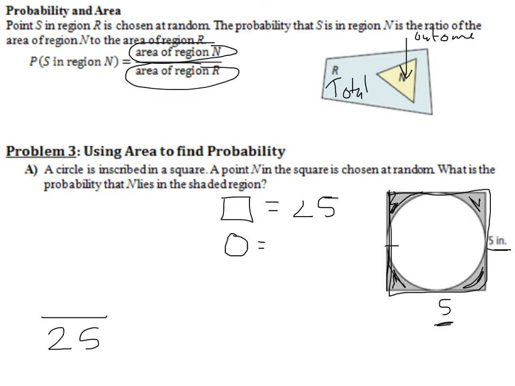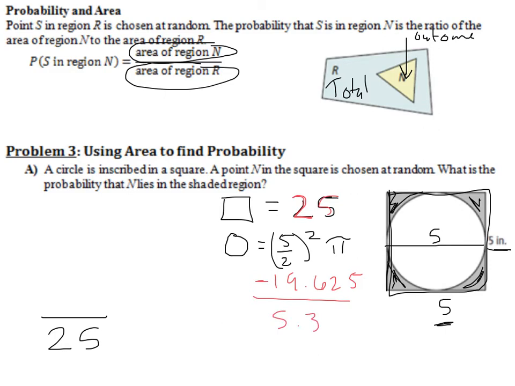Now this side length right here is 5, so that means the diameter is 5. So in this case, my radius is going to be 5 divided by 2, that's squared times pi, and that will give me my area of my circle, which would be, if you put that into your calculator, 19.625. So now I want to take my total and I want to subtract the section that's not included in my probability. So I take 25 minus my answer, and I get 5.375. So I'm going to write 5.375.